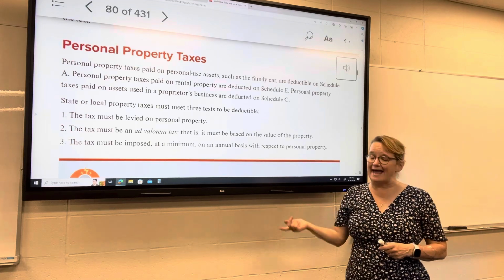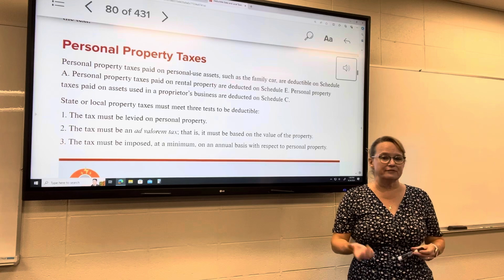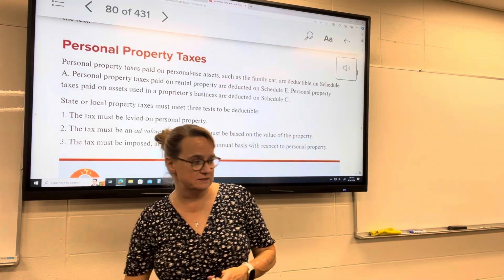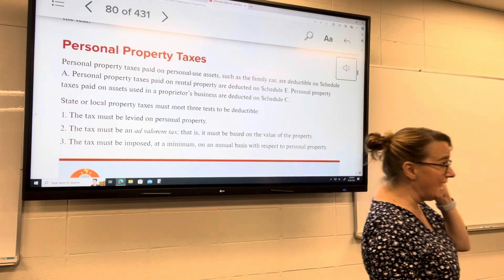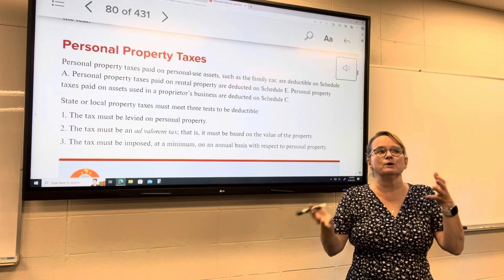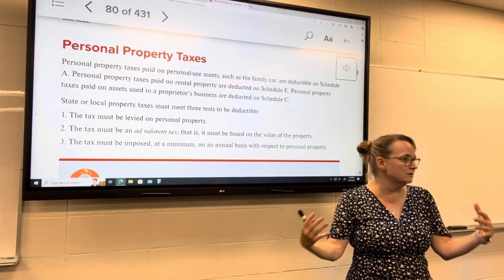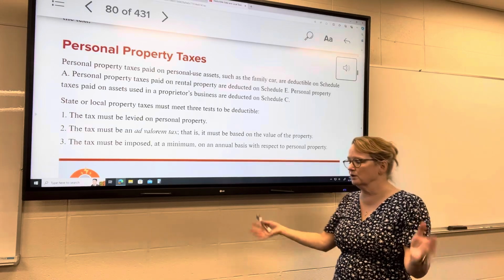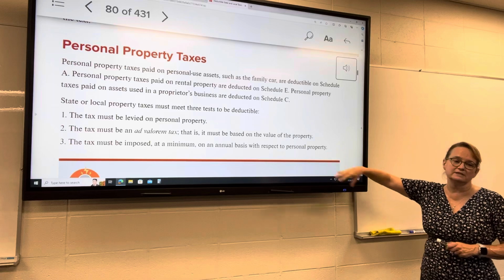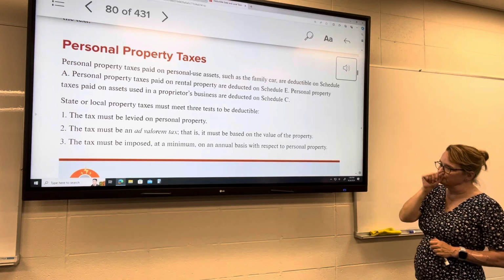Now, it has to be an ad valorem tax. It has to be based on the value of the vehicle, not the weight. Another way that a lot of states will impose this tax is based on the weight of the vehicle, because it's supposedly for wear and tear on the roads and everything. The heavier the vehicle, the more wear and tear on the roads, and so they're going to tax those vehicles more. The only part that's deductible is the part that is an ad valorem tax. So it's got to be based on the value of the property.